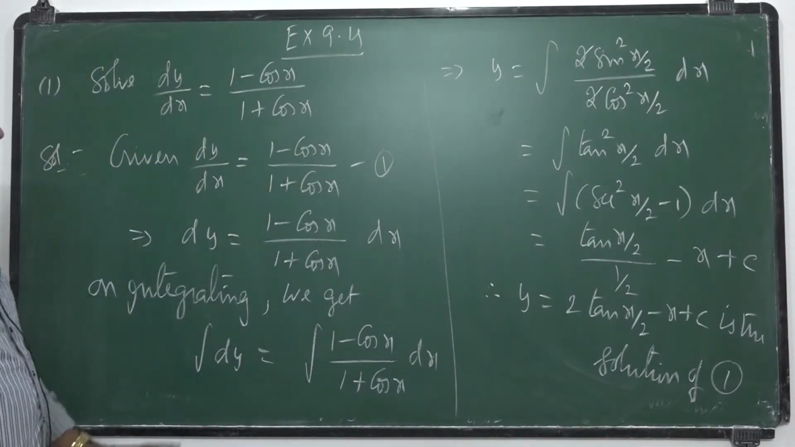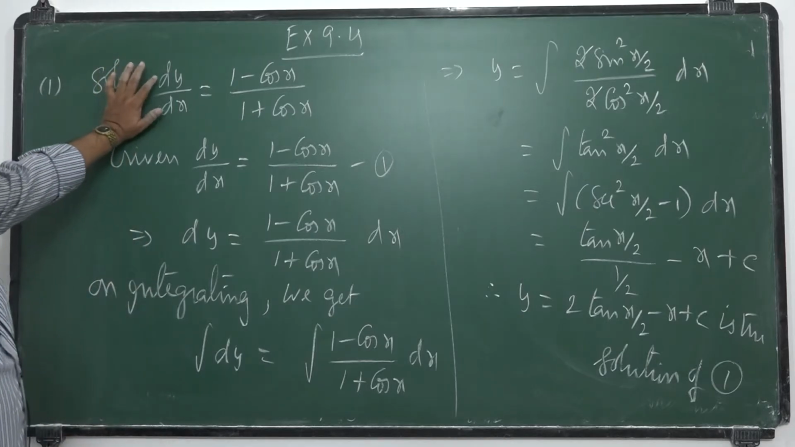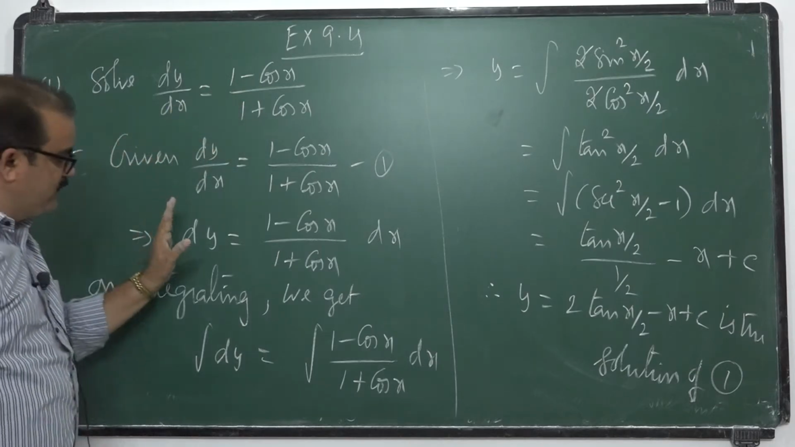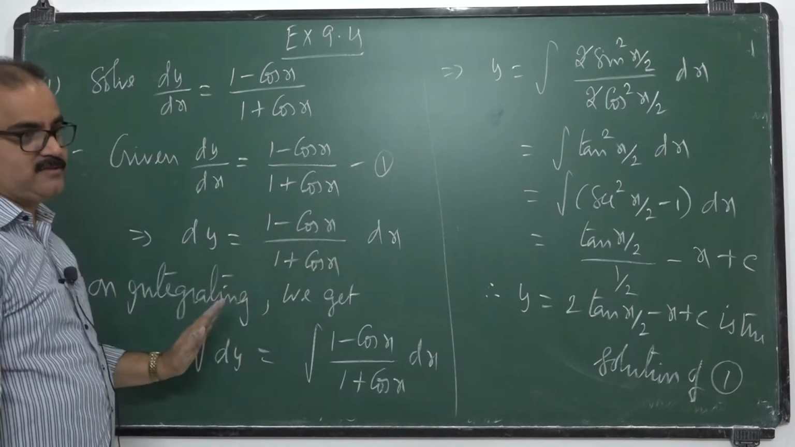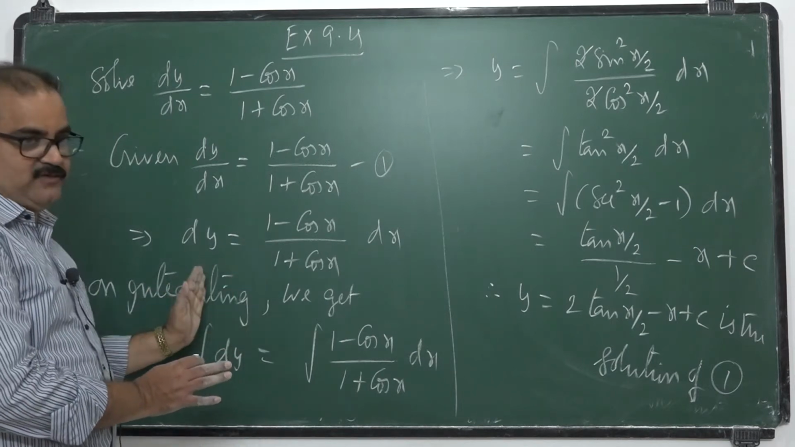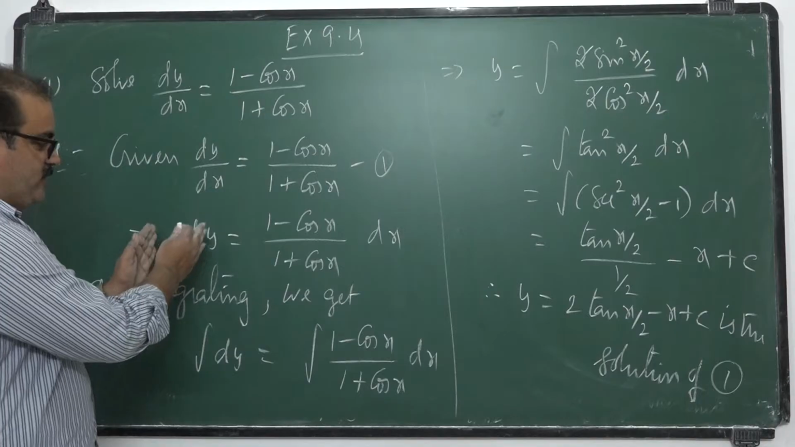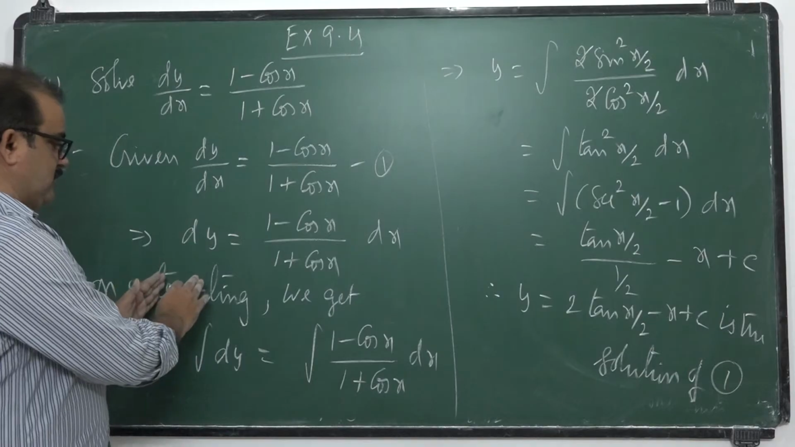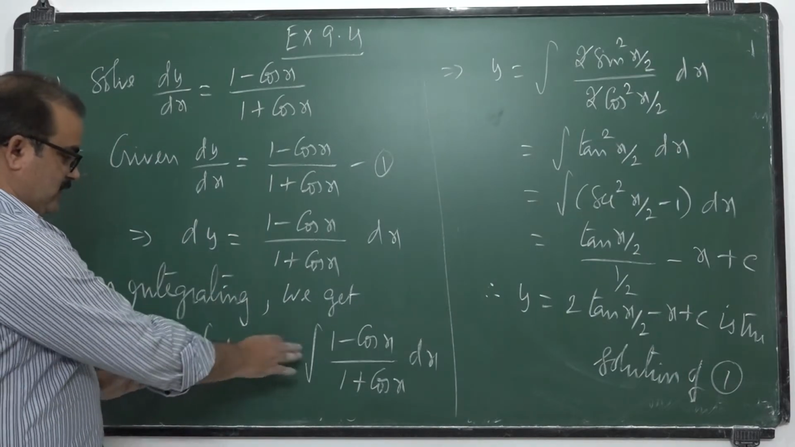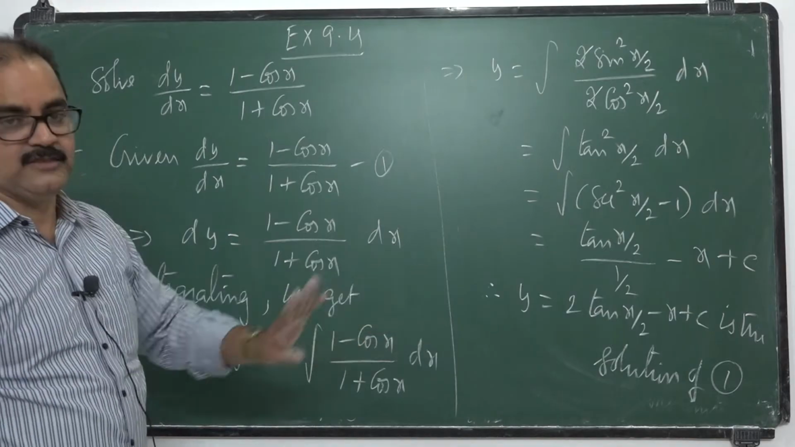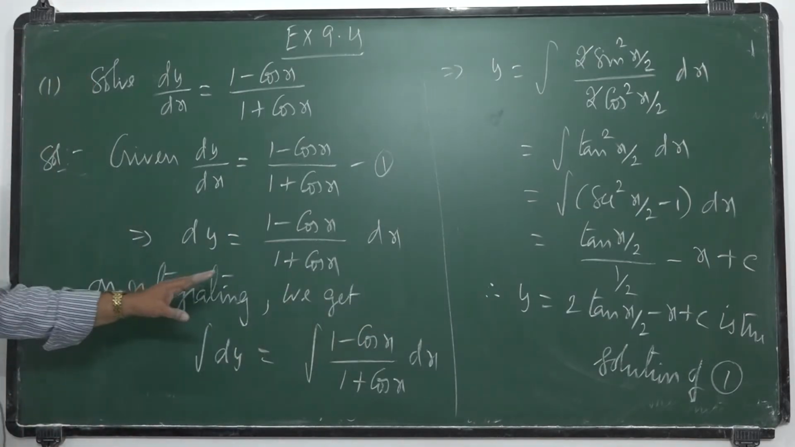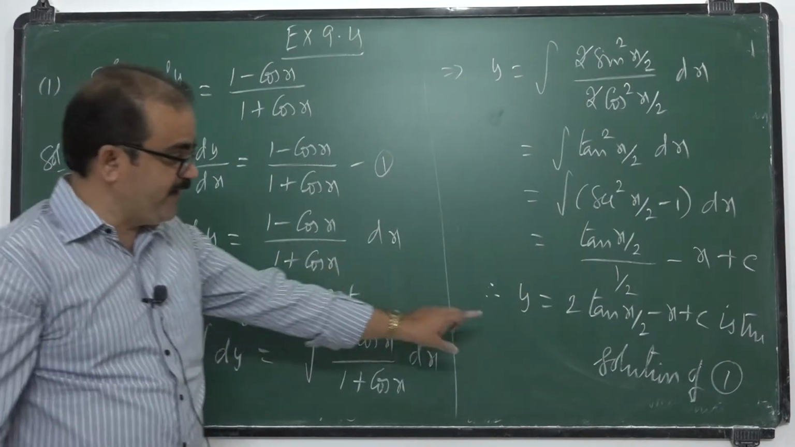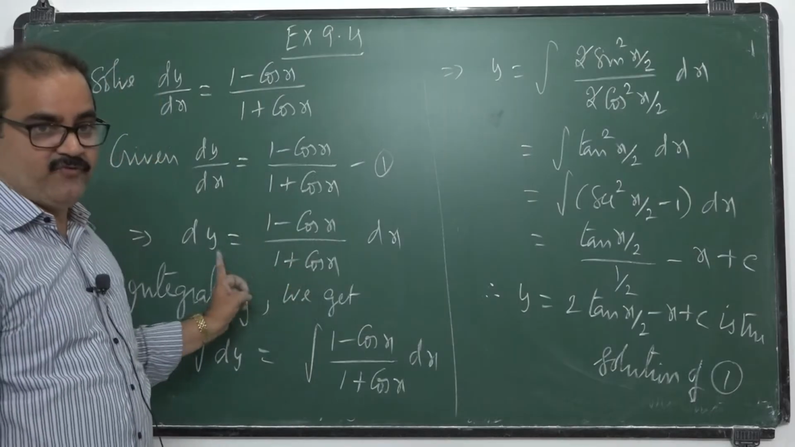See here, once I am explaining this problem, a first order, first degree differential equation is given. If possible, separate the variables. What are the variables here? x and y. Now we separate the variables containing y and containing x, if possible. Once the variables are separated, on integrating we get the solution. So this method is called variables separable method. Here we find the solution by separating the variables x and y.